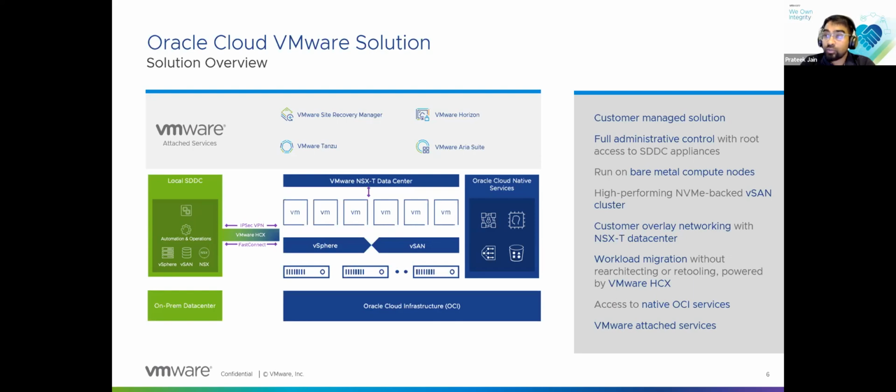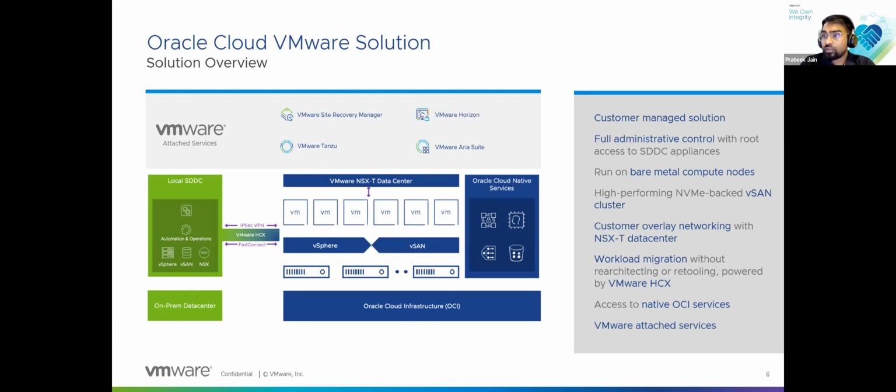HCX provides you the mobility platform where, if you want to lift and shift workloads from your on-premises to cloud, or you want to migrate them back from cloud to on-premises, or you want to do cloud-to-cloud migration, you can. If you have a different VMware-based subscription on clouds like Azure, Google, or AWS, and you want to migrate workloads from there to OCVS, you can still use HCX to do that.